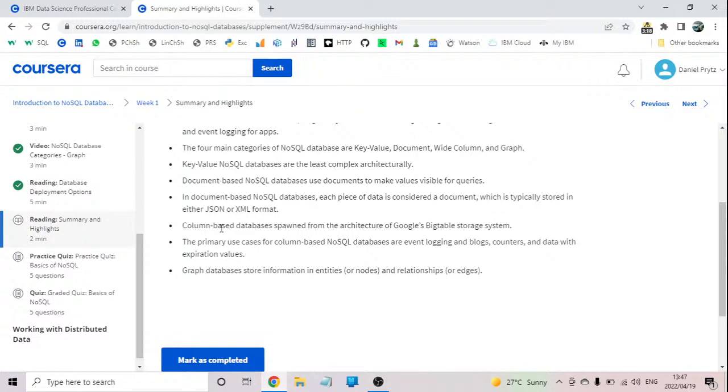Column-based databases spawned from the creation of Google's Bigtable storage system. Got it, right. Neat. Let's keep going.